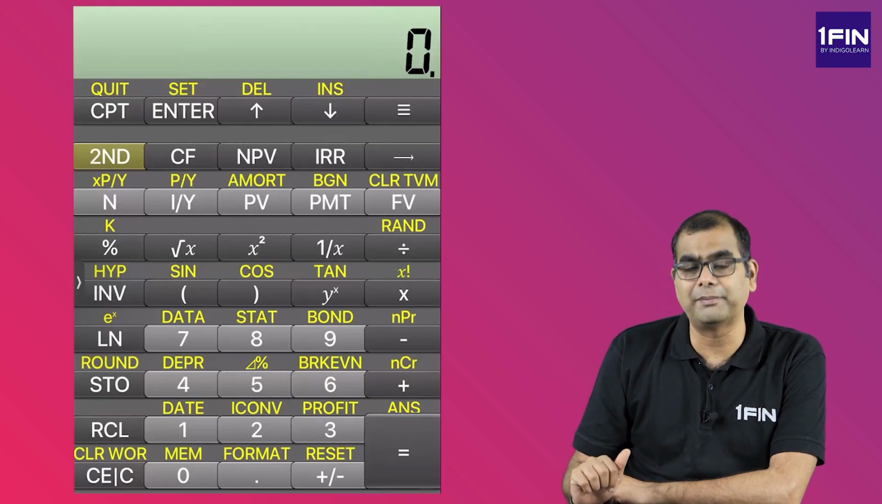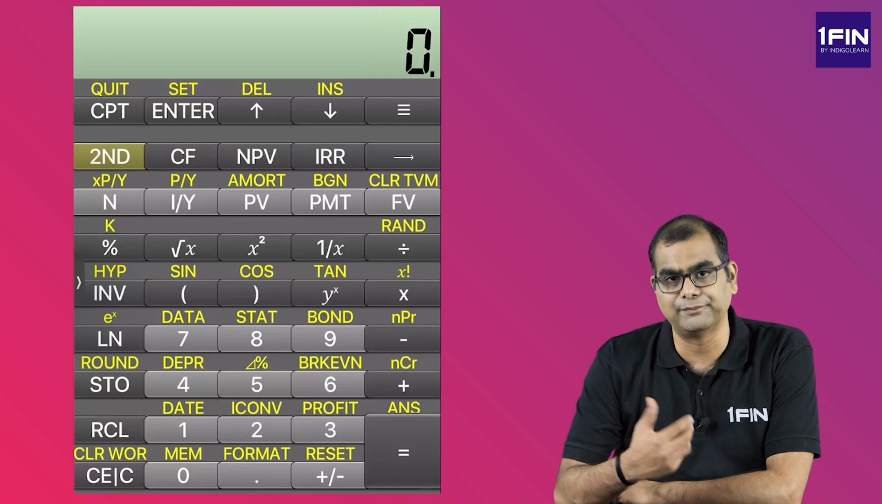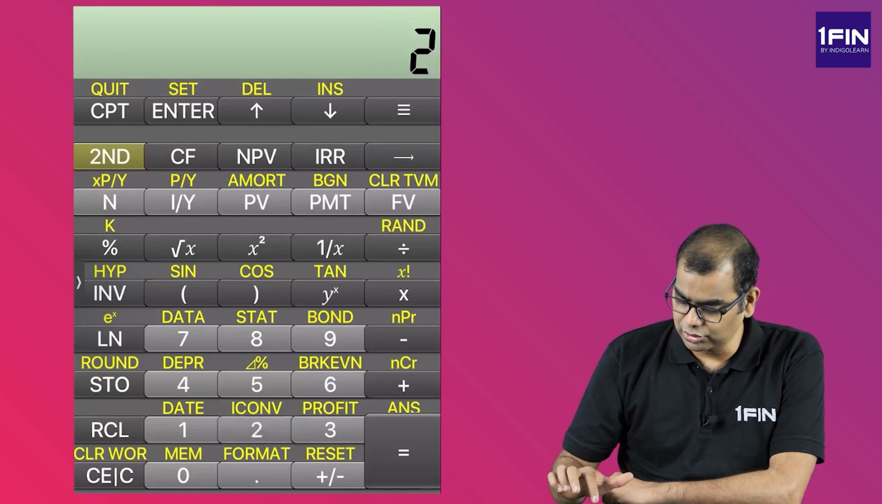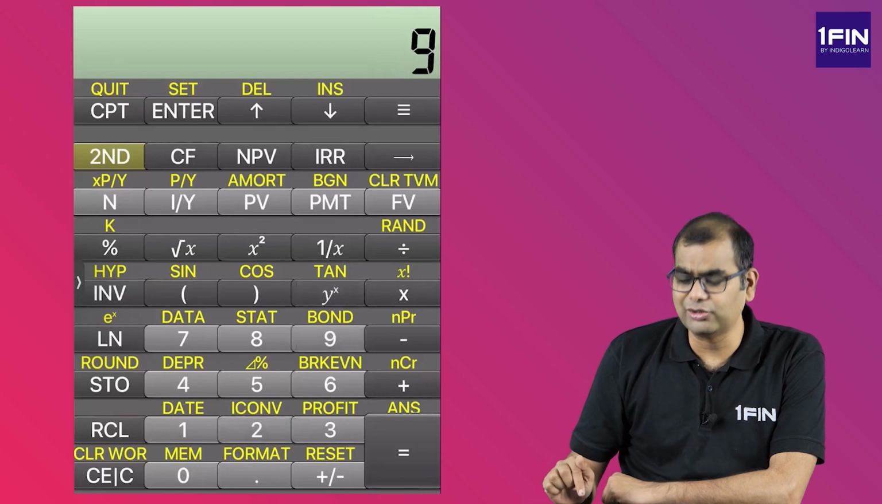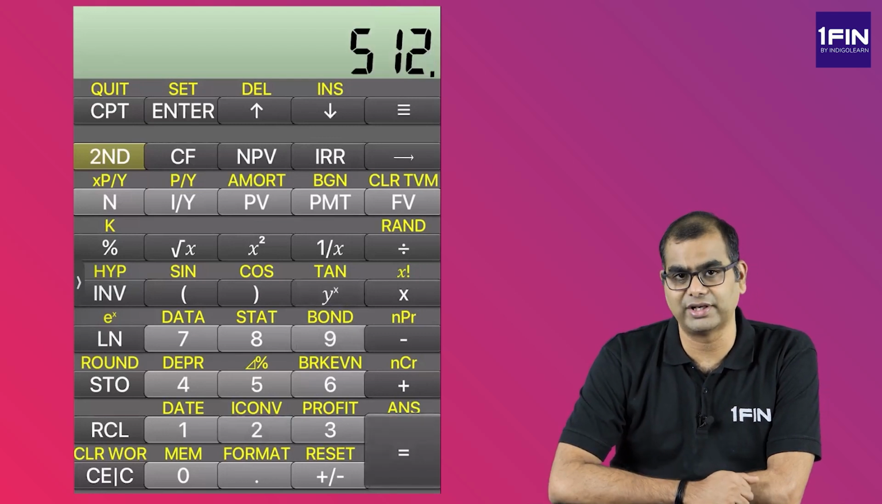Now let us look at this y par x. What is this y par x? Let us say you want to find out the value of 2 par 9. How will you do 2 par 9? You can't keep doing 2 into 2 into 2. So 2 y par x 9. You will get the answer, which is I think 512. Yes, 512. 2 par 9 is 512.